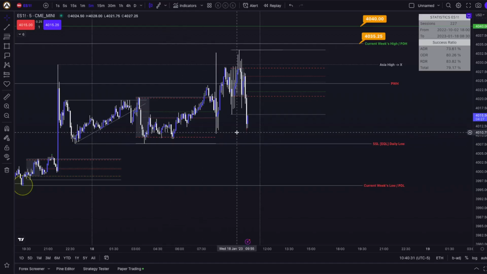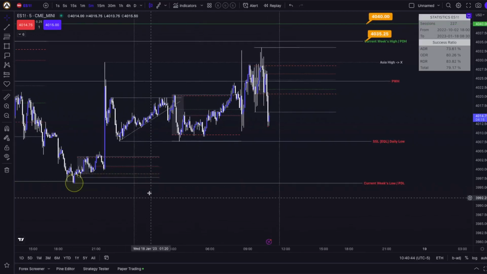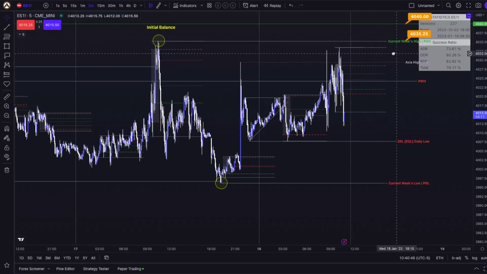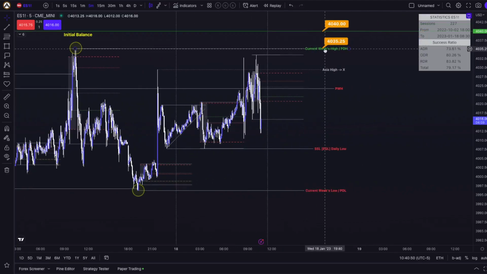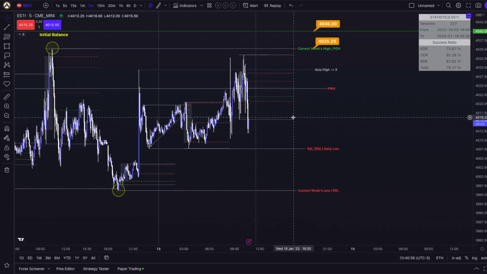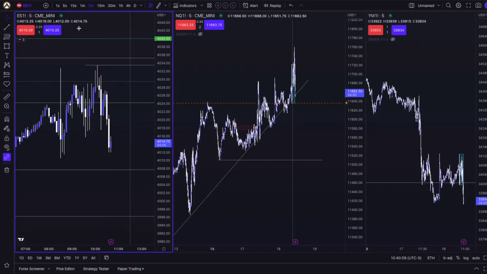Yeah. And equal low sell side liquidity right here at 4007.5 or 4008. And maybe even our current week's low, since we failed to break above our current week's high. We will see. ICT's buy side liquidity targets have not been hit. Yeah, we will see how the rest is going to play out.